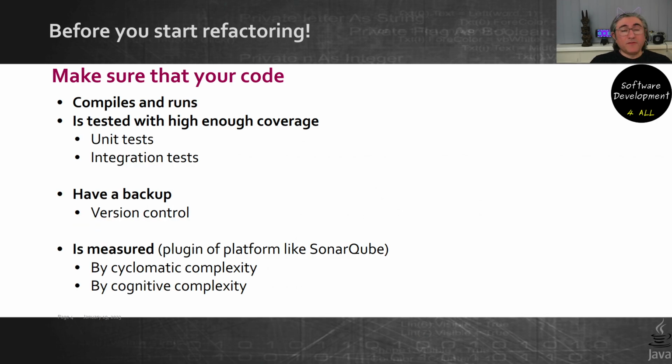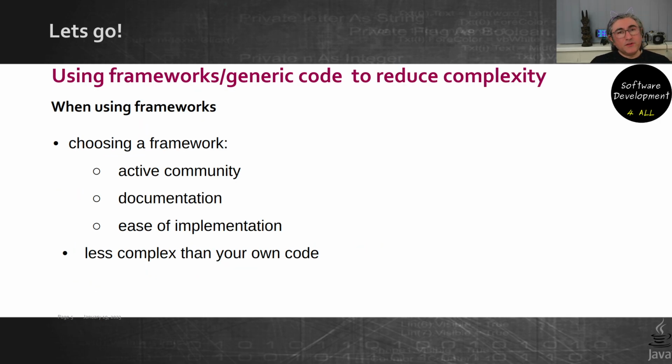Of course, before you start refactoring, you make sure that you have the checklist done that we have covered before, so I'm not going to cover it again. But when you are going to use frameworks or generic code libraries to reduce your own code complexity, you should consider the next. If you're going to choose somebody else's code, then it would be nice that it has an active community supporting it. Maybe you're part of that community. That would be even more wonderful. Contributing is wonderful always.